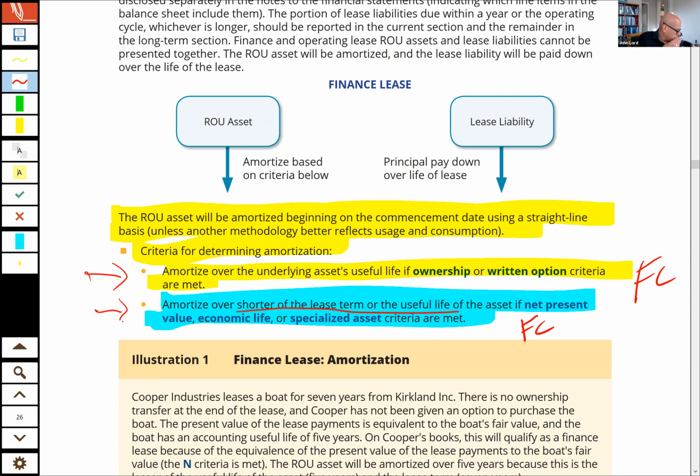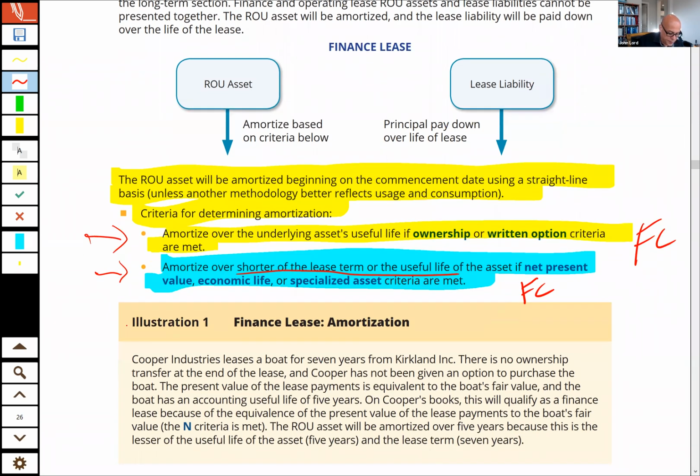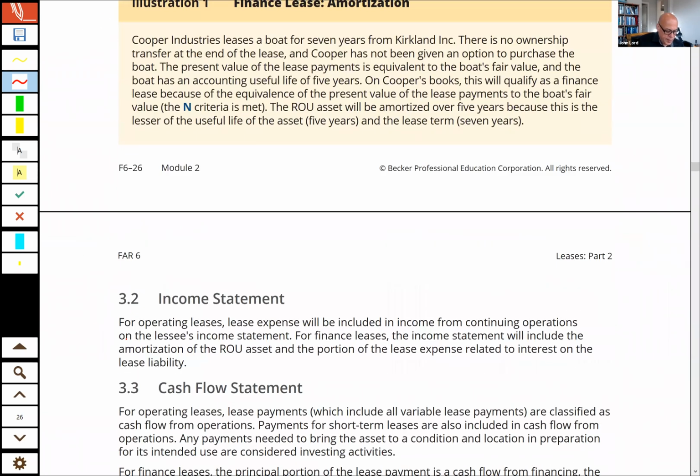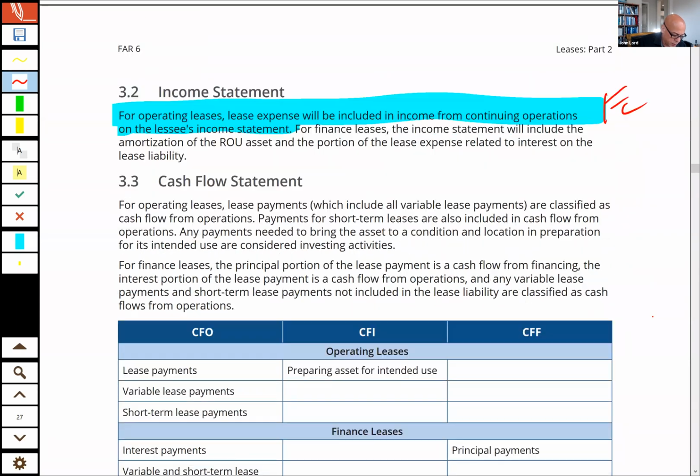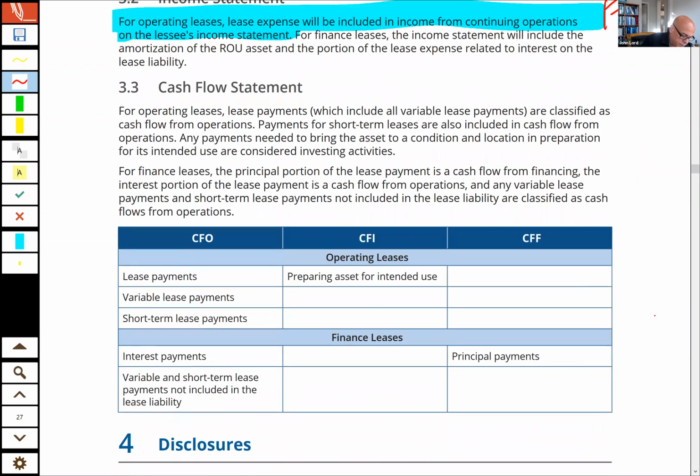Okay, good. Now you come over and I don't know why they have to tell us, but let's just look at it. This would be part of continuing operations on the income statement. So flashcard that if you need to. It has nothing to do with comprehensive income at all. And then on the statement of cash flows, let's just go ahead and flashcard what shows up where.